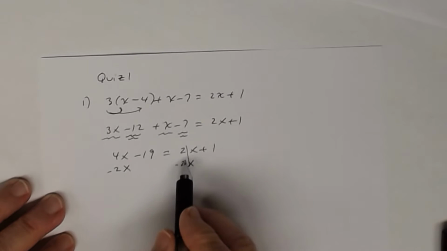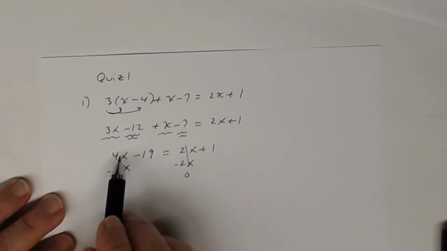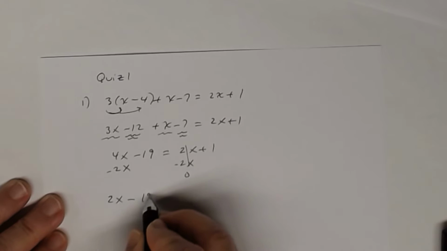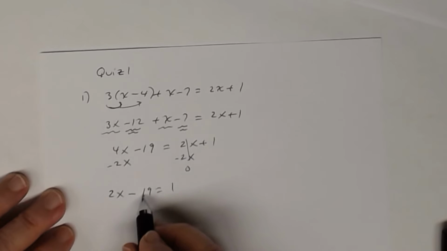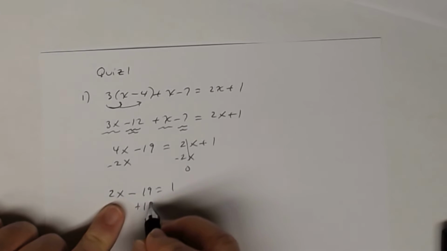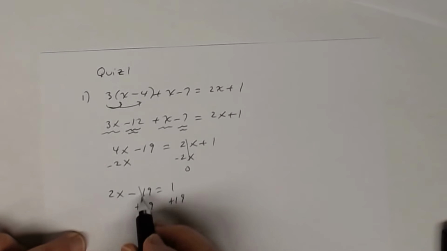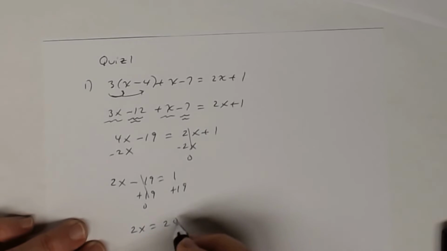Now we can combine like terms. We've already combined like terms on the right-hand side. That's how we got 0 here. But over here, 4x minus 2x is 2x. So I get 2x minus 19 equals, and then 0 plus 1 is 1. Then adding 19 to both sides to get x by itself, right now I'm subtracting 19. The opposite of subtracting 19 is to add 19, but what I do to one side, I have to do to the other. So when I combine like terms, these are opposites. Negative 19, positive 19 is 0. 2x and 0 is 2x, equals 1 plus 19 is 20.